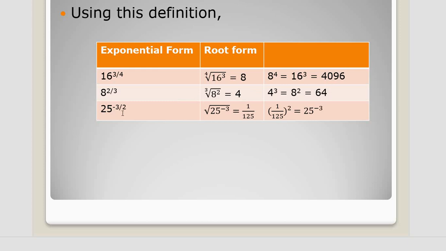25 power minus 3 by 2. You write it as the square root of this. Here is a 2, nothing means 2 here. Here it is 3, here it is 4. Here nothing means 2. So this is 1 by 25. You can do it in your calculator. 1 by 25 whole cube is 25 power minus 3.